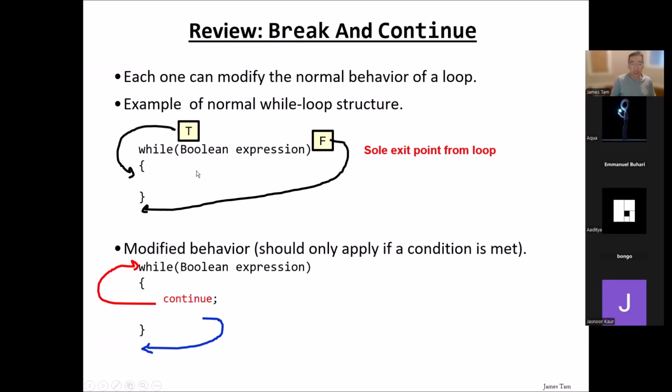Now the break can continue. The modified behavior, if we see continue, what happens? It just skips that iteration of the loop and swings back up here. Not necessarily as bad. It doesn't exit the loop entirely, doesn't end it. It just skips anything here. The break, on the other hand, exits the loop right there. It's another exit point.